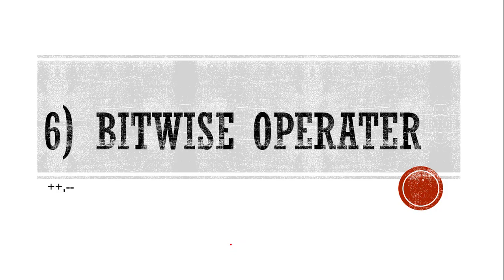The sixth one is the bitwise operator. These are the operators that perform calculations based on bits, not on decimals. I will demonstrate all of these with examples, but now I am just mentioning that these things exist. So and, or, xor are all bitwise operators. I hope it is clear to everyone.